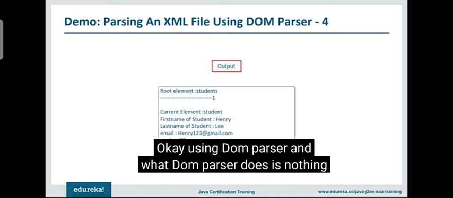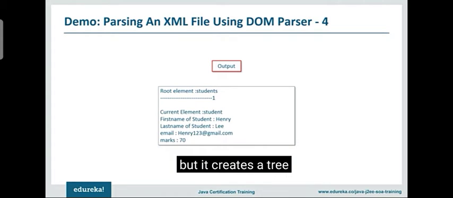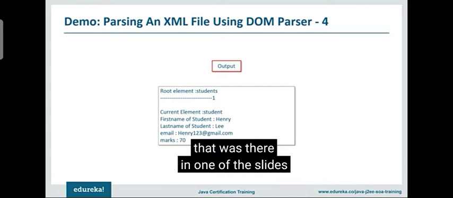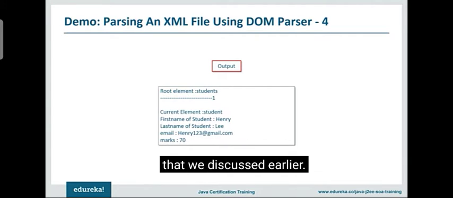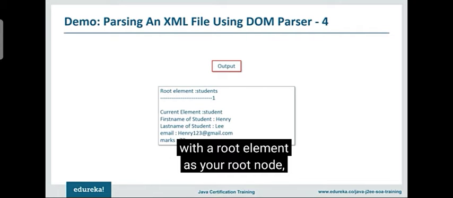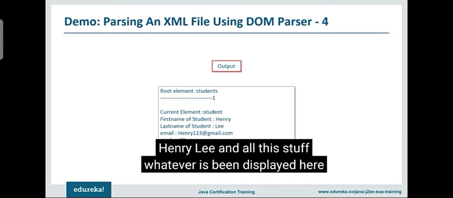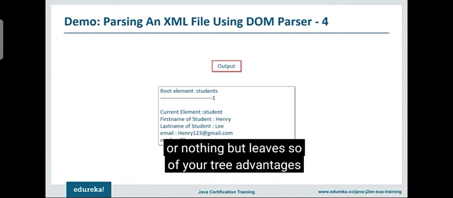And what the DOM parser does is create a tree. If you remember, I said it creates a tree-like model, which was in one of the slides that we discussed earlier. It creates a tree-like structure with a root element as your root node, and your leaves are nothing but these values, Henry, Lee, and all this stuff. Whatever is being displayed here are nothing but leaves of your tree.